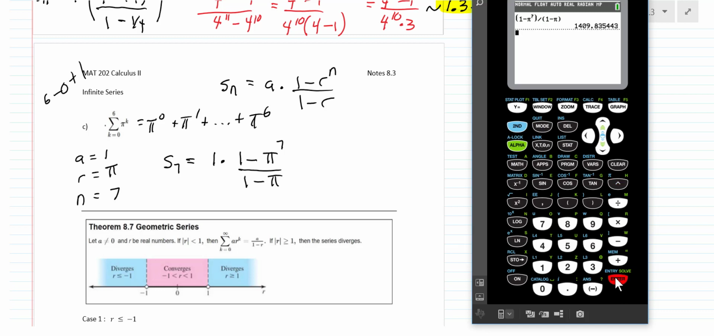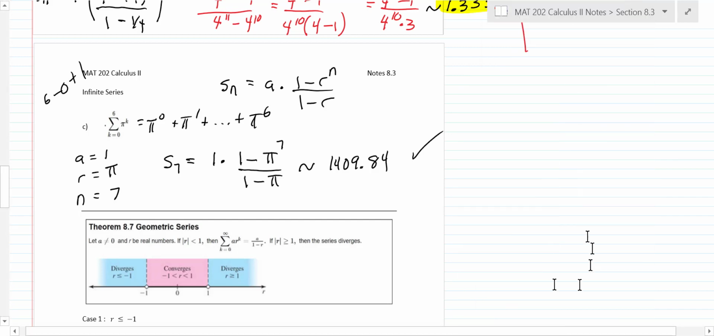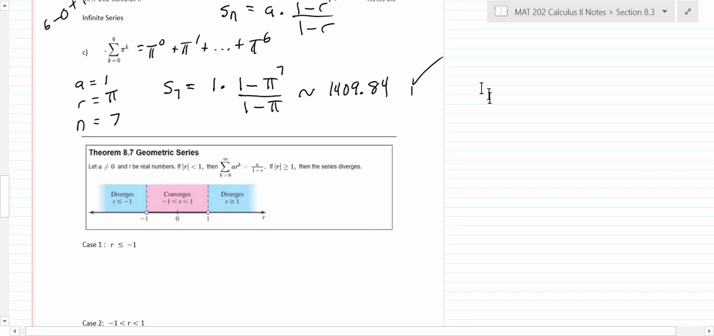So that will give approximately 1409.84. I'll just round that off to a couple of decimals like that. All right, so that'll wrap us up on how you find a partial sum on a geometric series. That's a pretty straightforward thing to do.